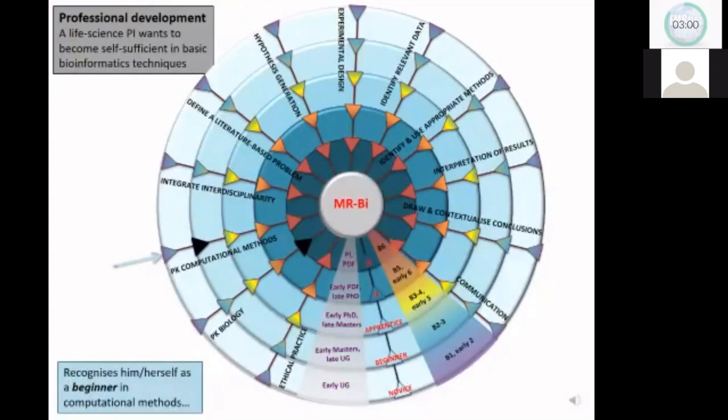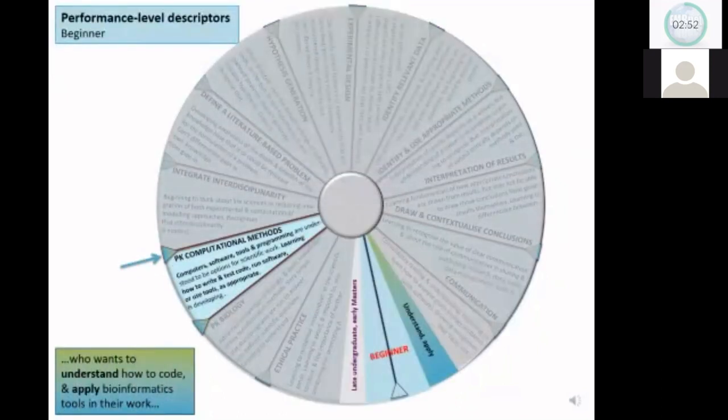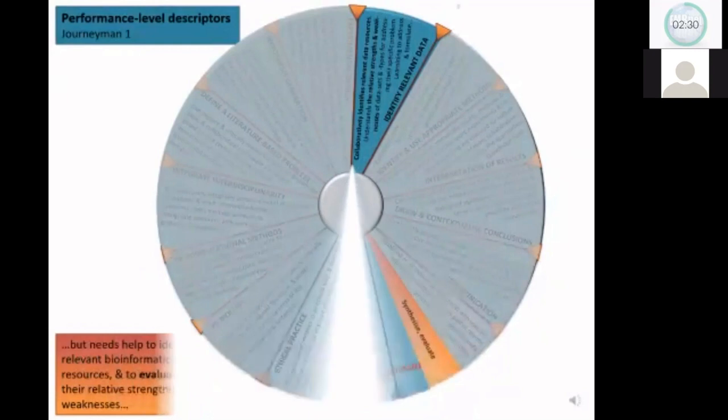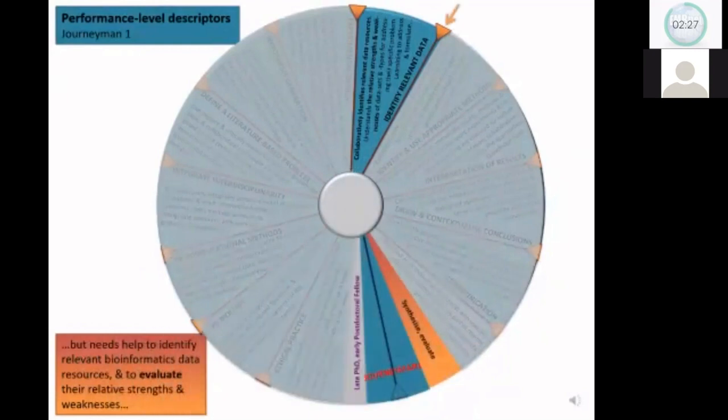But this individual also recognizes him or herself as a beginner in computational methods, who wants to understand how to code and apply bioinformatics tools in his or her work. Again, note the change in Bloom's level here, please. And who considers him or herself as a J1 in identifying relevant data, but needs help to identify relevant bioinformatics data resources and to evaluate their relative strengths and weaknesses.